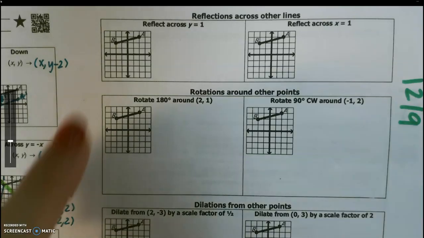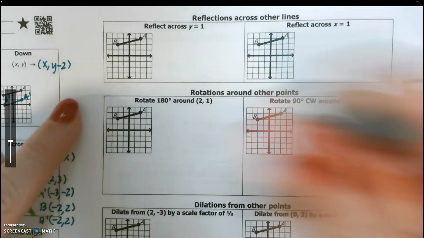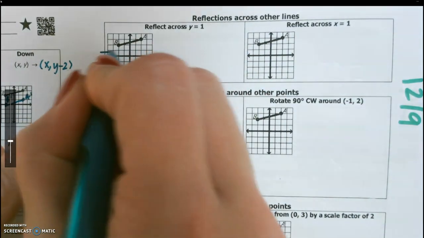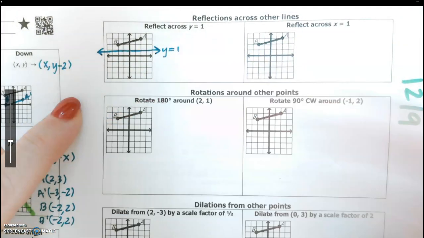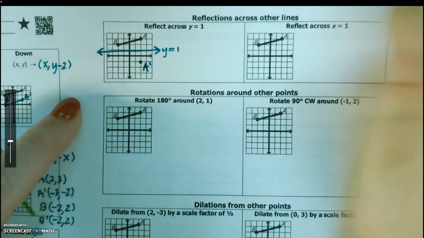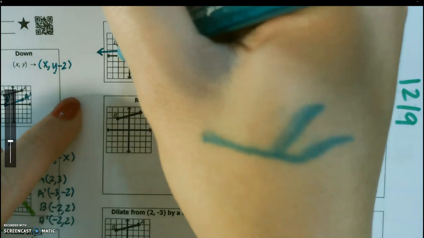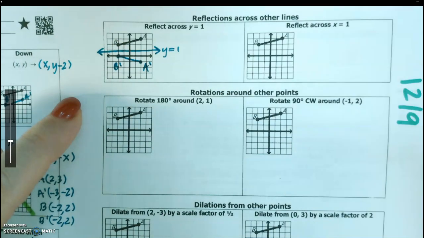All right, guys, so let's talk about reflections across other lines. If we reflect across the line y equals 1, first of all, y equals 1 is this horizontal line right here. And we are just going to use the counting technique. A is 2 units away, so A prime will be 2 units away on this side. B is 1 unit away, so B prime will be 1 unit away on the other side.